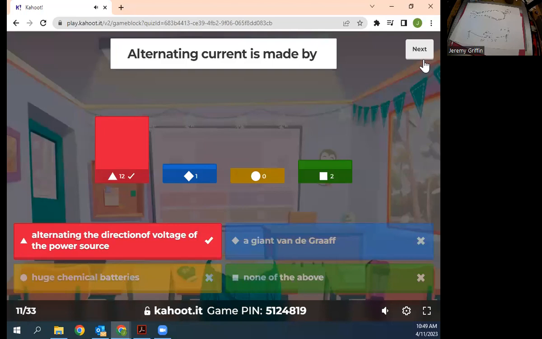All right, let me hit those last two questions also. Alternating current, how do you make that? By altering the direction of the voltage at the point of the power source. Okay. Let me flip my screen over and show you guys a couple things here.